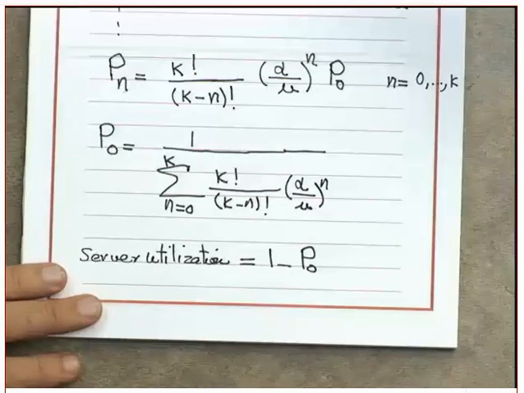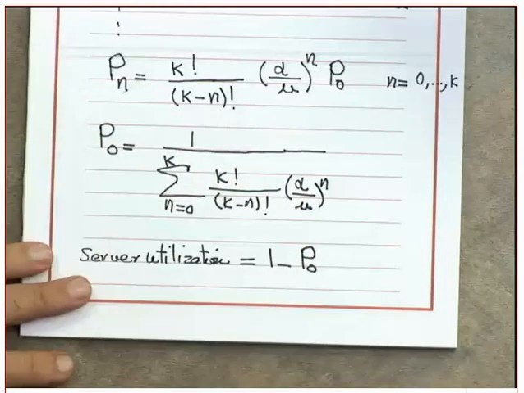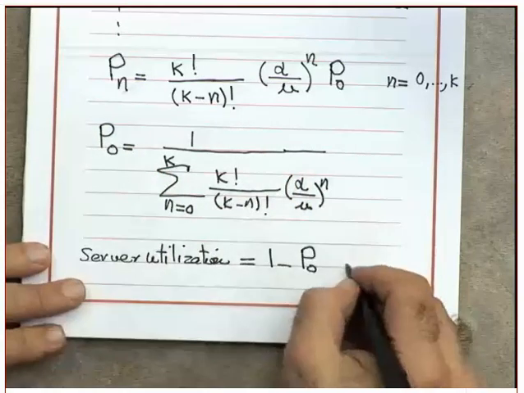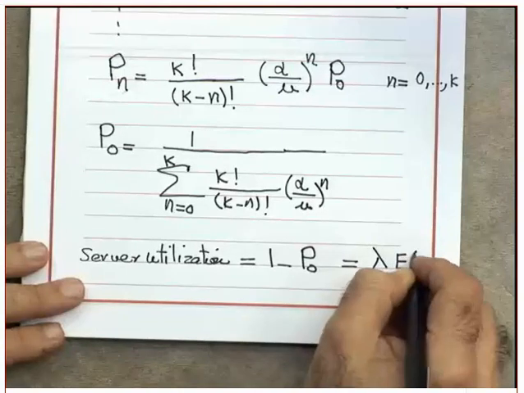Clear? And what is this equal to? This is a single server case. What is it equal to? It is equal to lambda times what?